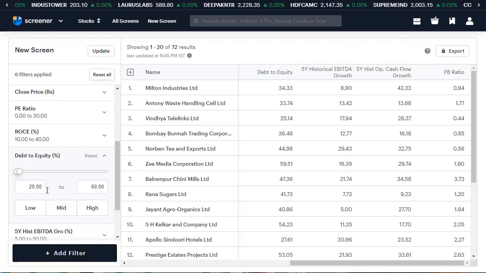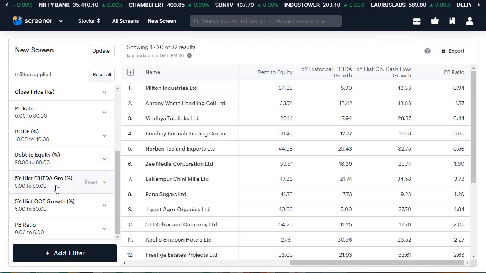As a general mark, I have taken the debt to equity ratio from 20 to 60. You can lower it down if you are a conservative investor, and if you are a high risk investor, you can increase this percentage to even up to 80 and 85. Companies with a debt to equity ratio of more than 100% are considered very high risk companies, and investors should take clear guidance from their financial advisors before investing in such companies.